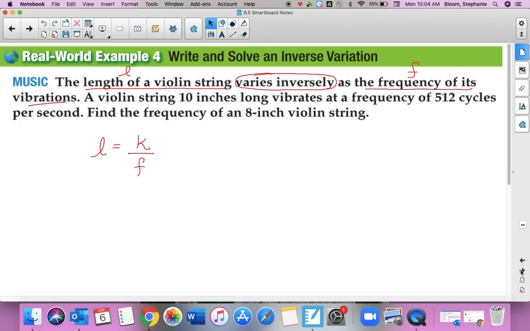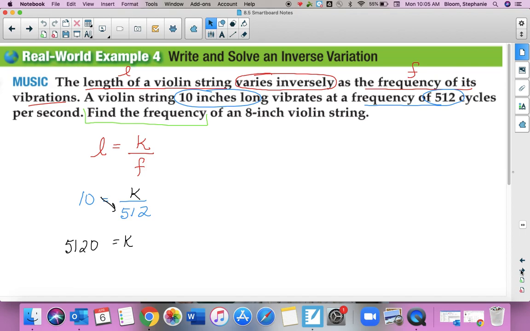And then I'm going to plug in what I know. So a violin string 10 inches long, so there's my L, vibrates at a frequency of 512. So I know my frequency is 512. And we need to find that K. So again, if I cross multiplied, my K would be equal to 5,120.